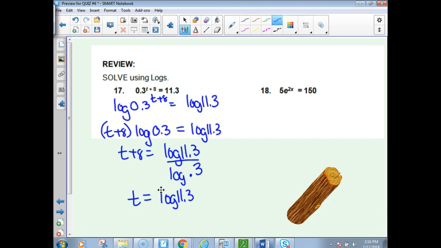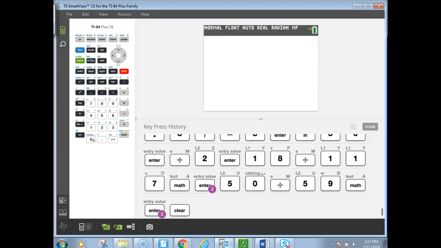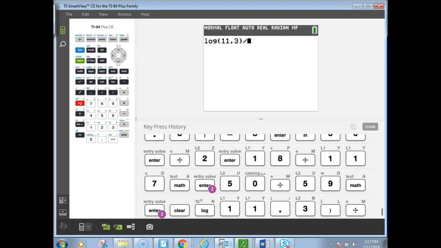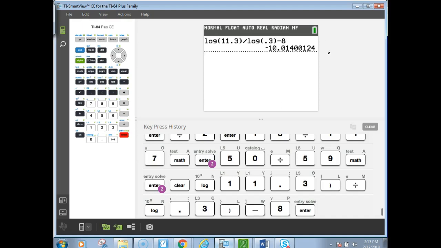The log of 11.3. If you're going to type it all at once, do not forget to close that parenthesis. And then divide by the log of 0.3. Close the parenthesis, and then hit subtract 8. Okay? So it would look like this. Log 11.3. Close it. Divided by log of 0.3, however you choose to type it, close, and then minus 8. So we should be getting negative 10.0140.